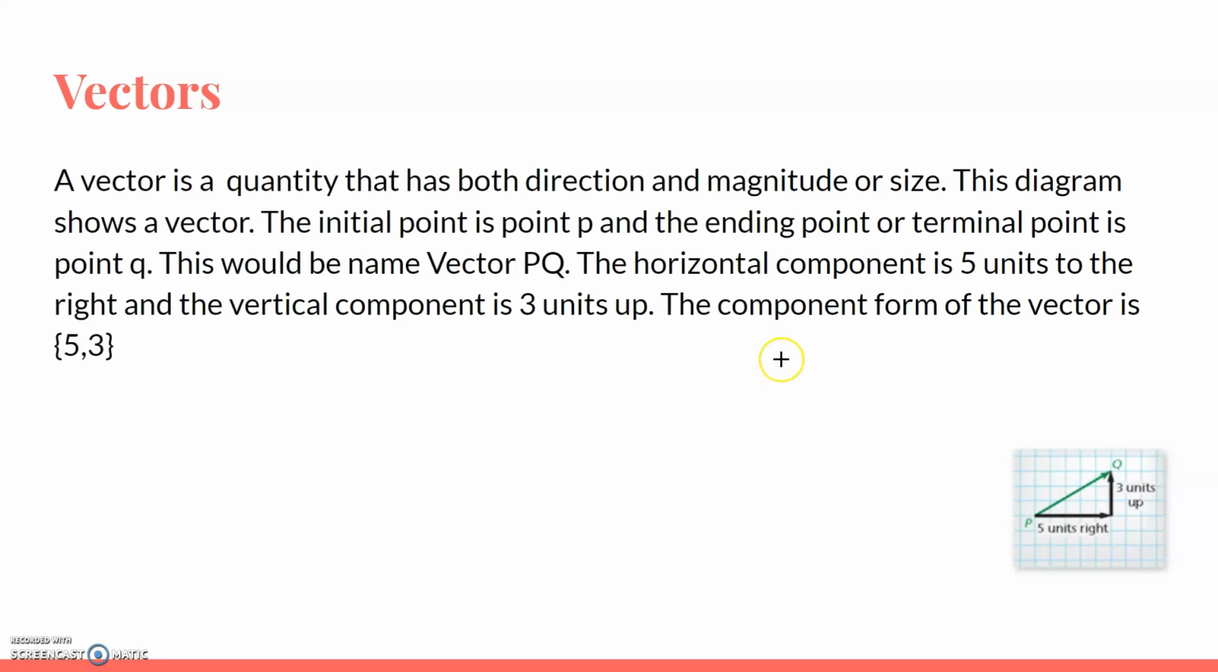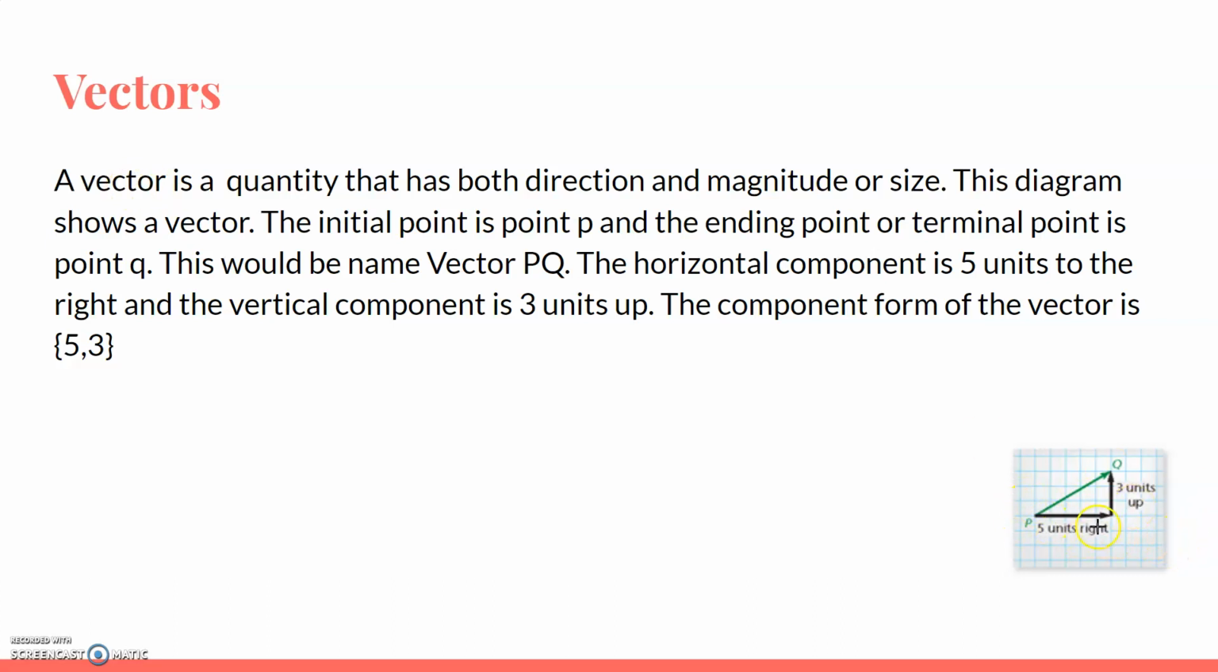Alright, so the first topic in translations, we need to learn about vectors. So, a vector is a quantity that has both direction and magnitude or size. You learn mostly about vectors in physics when you take that course, but in geometry, we just look at vectors in a coordinate plane.